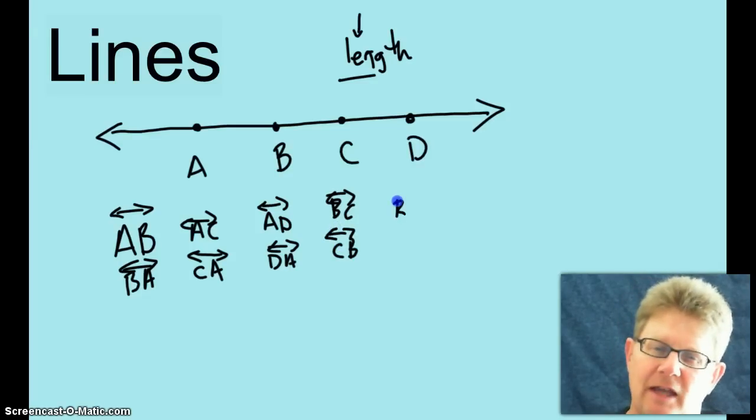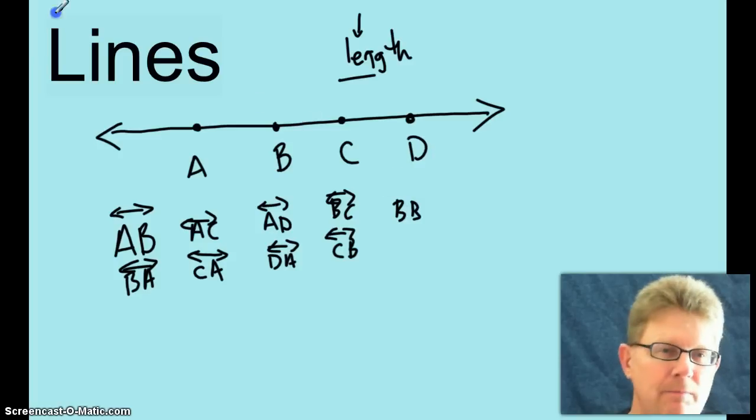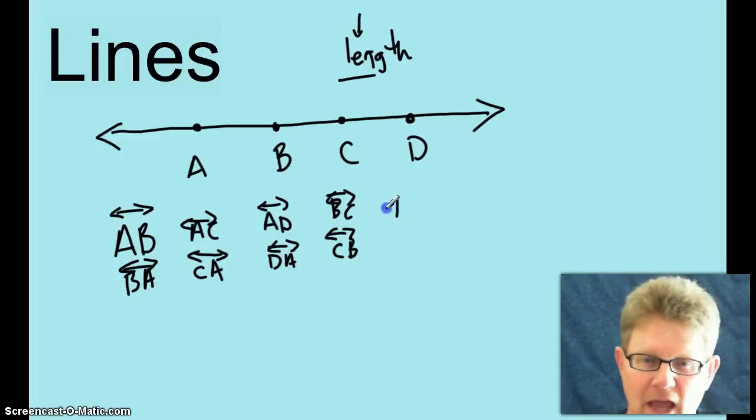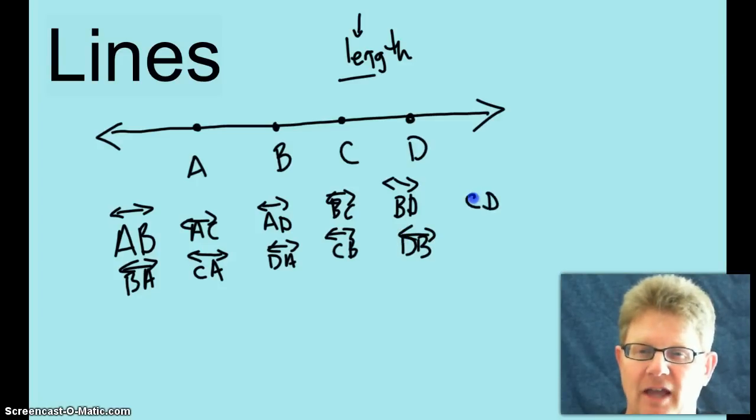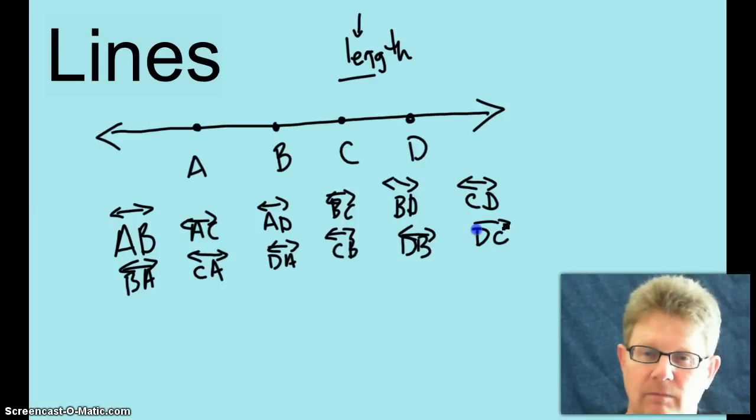Or we could say line BD, no, not BB. I said line BD. Or we could say line DB. And of course we could also say line CD, or line DC. There you go. 10 different ways to name that line right there. But wait, there's more.